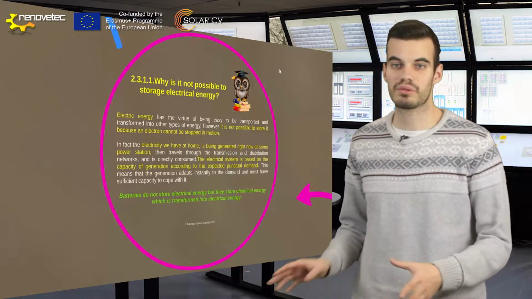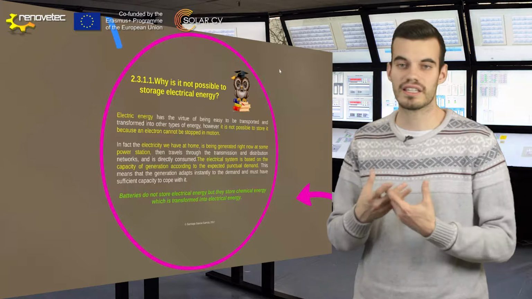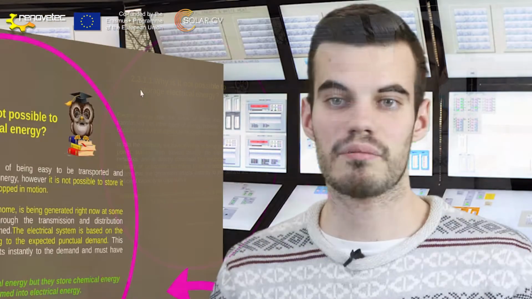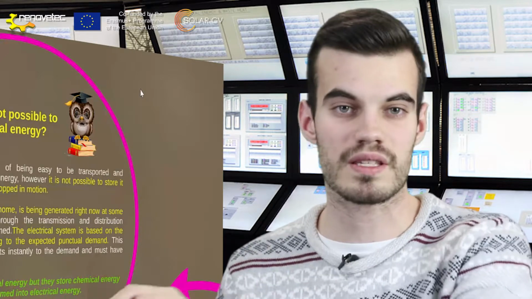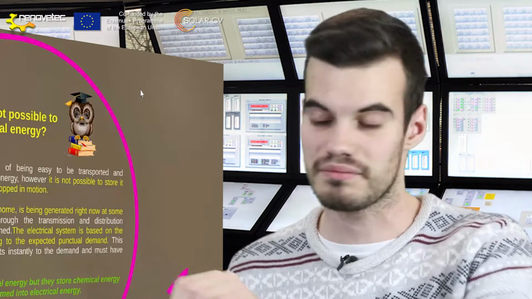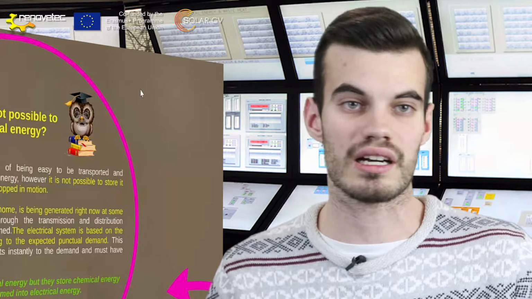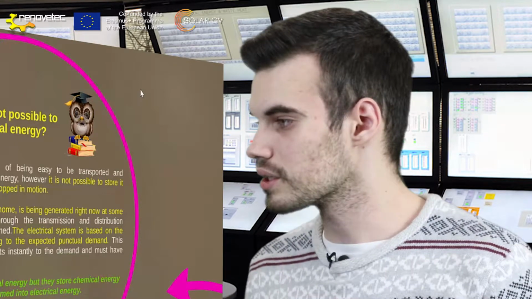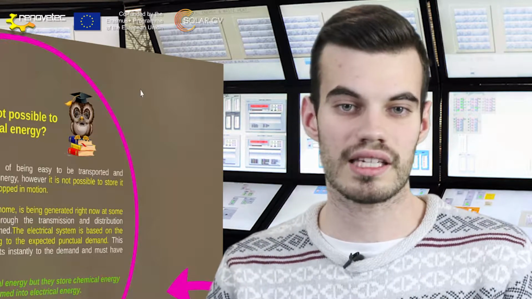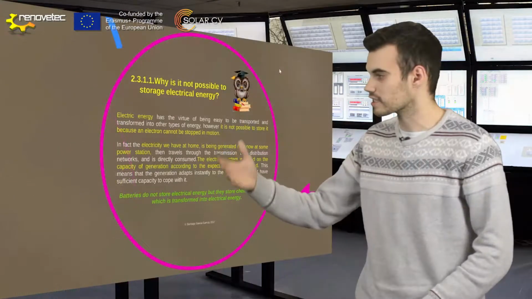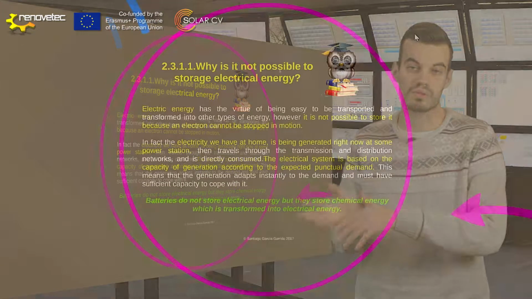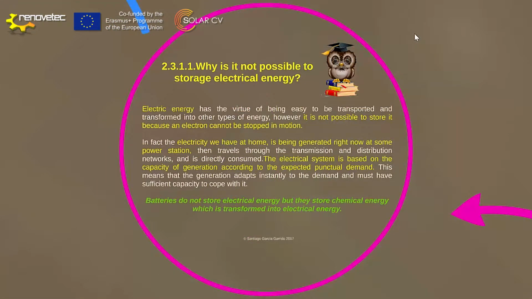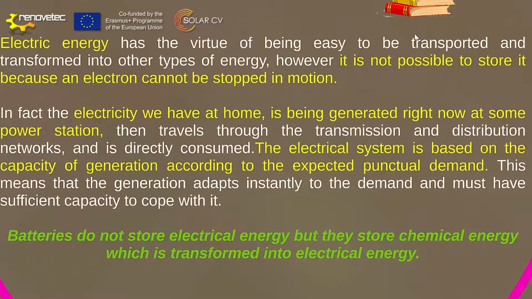However, it's very important to take into account that electricity cannot be stored, because you cannot stop an electron which is moving around, for example, in a wire. So although electrical energy has the virtue of being easy to transport and transform into other energies, for example thermal energy or mechanical energy, we are not able to store it.